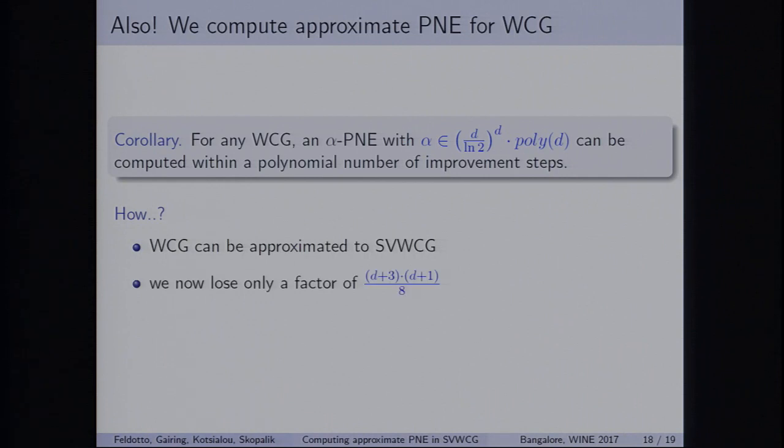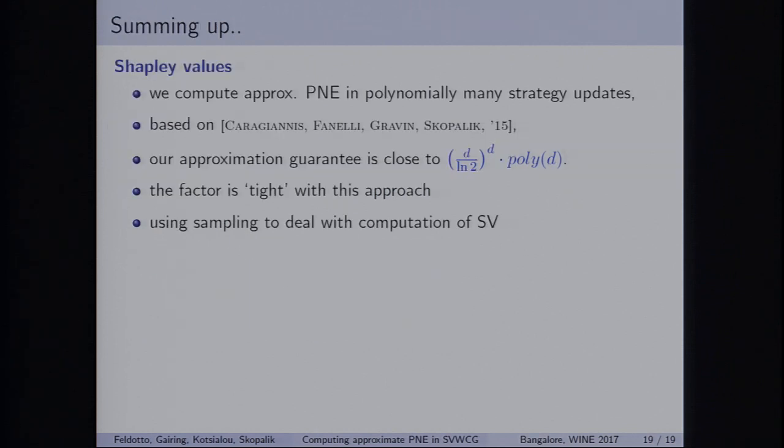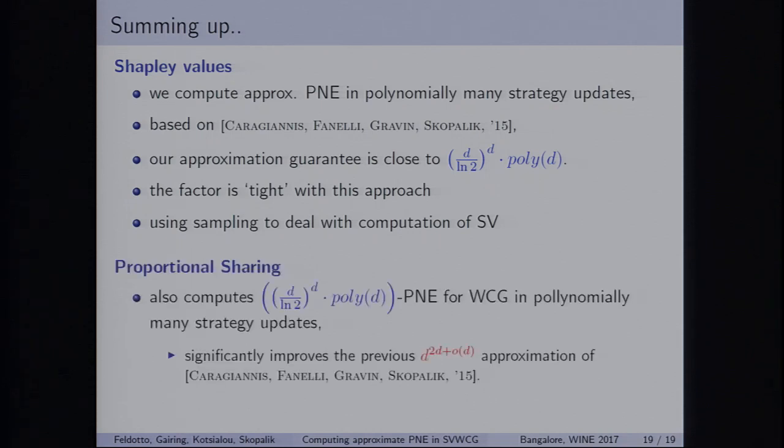Using our approximation inequality, we now lose only a factor of d squared, roughly, instead of the d factorial that the previous paper had. And this allows us at the end to give a final approximation guarantee of d over ln 2 to the d instead of the d times 2 to the d that it was before for this model. And summing up, here are all the results that I mentioned regarding weighted congestion games with Shapley values and our results for proportional sharing. Thank you.